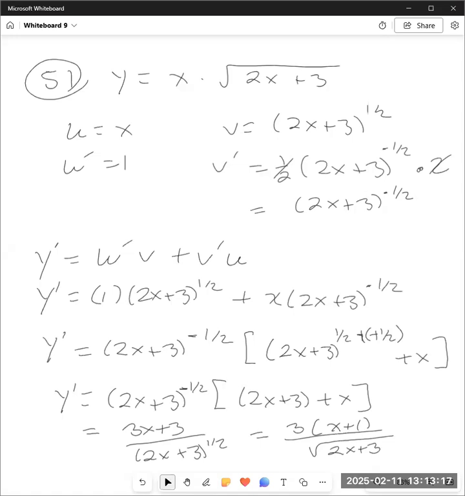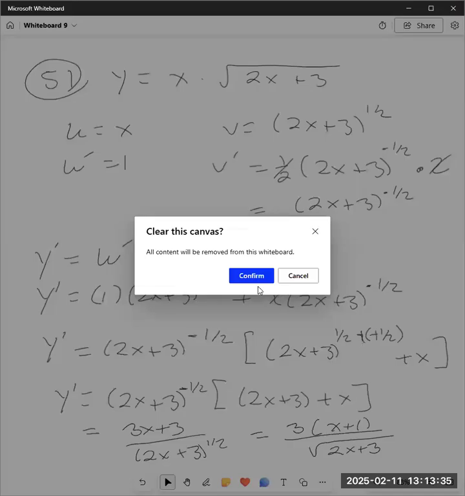That was number 51. Although this next one isn't a suggested homework problem, I'm going to go ahead and do it anyway, just because it involves the quotient rule. I did 2 product rule problems. I want to do at least 1 quotient rule problem. So I'm going to look at number 55 here.